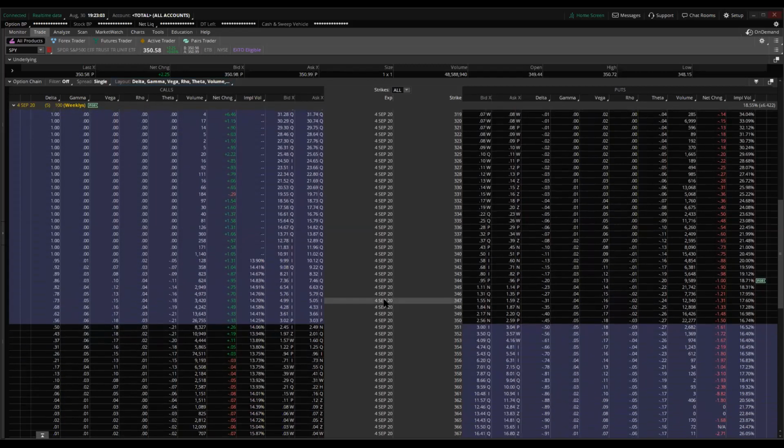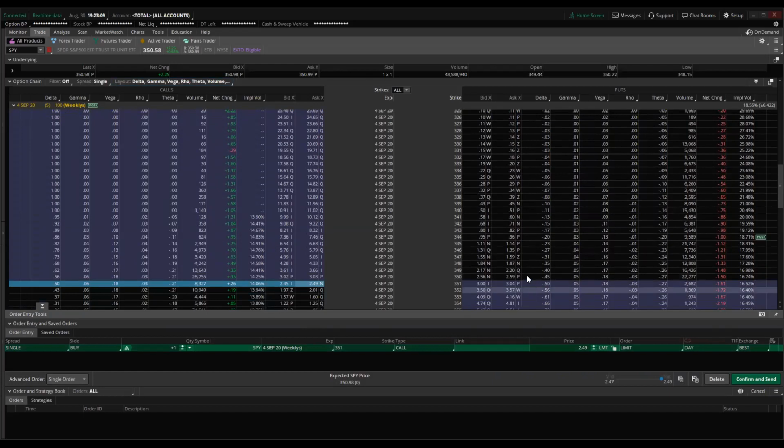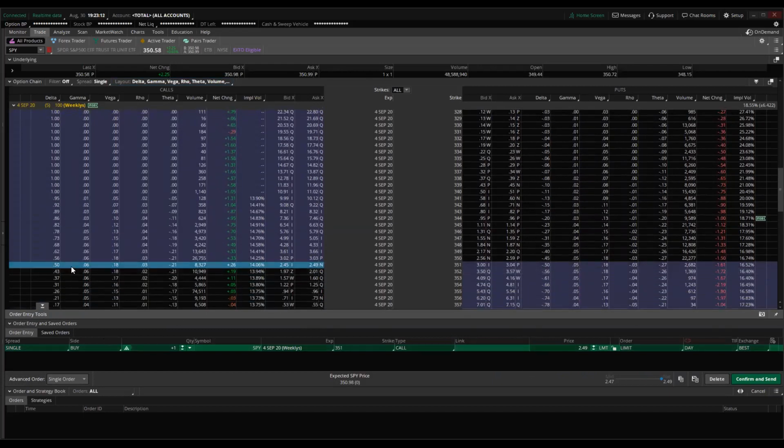So the delta: say you buy this contract for SPY, the 351 call for this expiration date. The delta is if SPY at its current price of 350.58 goes up to 351.58, you will make the delta as a profit. So this $250 contract will now be worth $300 when SPY is at 351.58, right? $1 up.